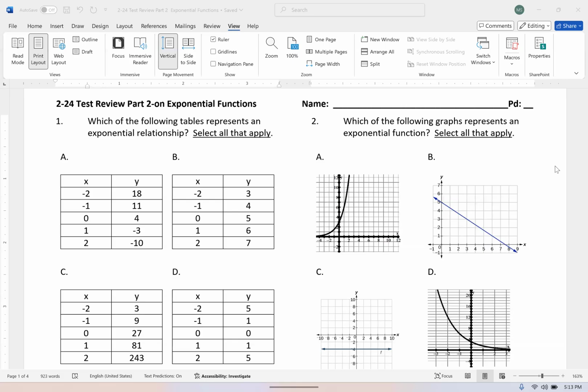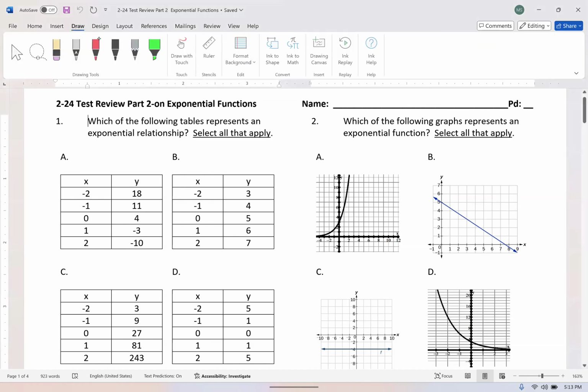All right, we're going to go over the next part of the test review. Starting with number one, it says which of the following tables represents an exponential relationship and select all that apply. So remember, when you see this phrase, select all that apply, that is telling you that there is going to be at least two correct answers, if not more.